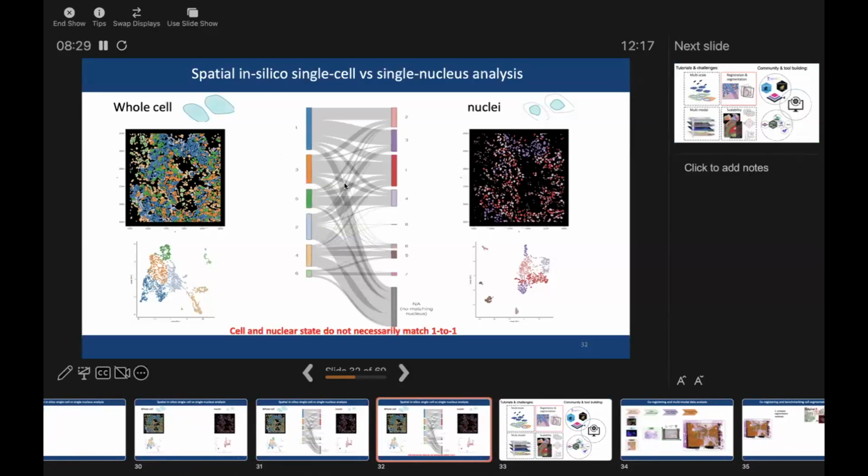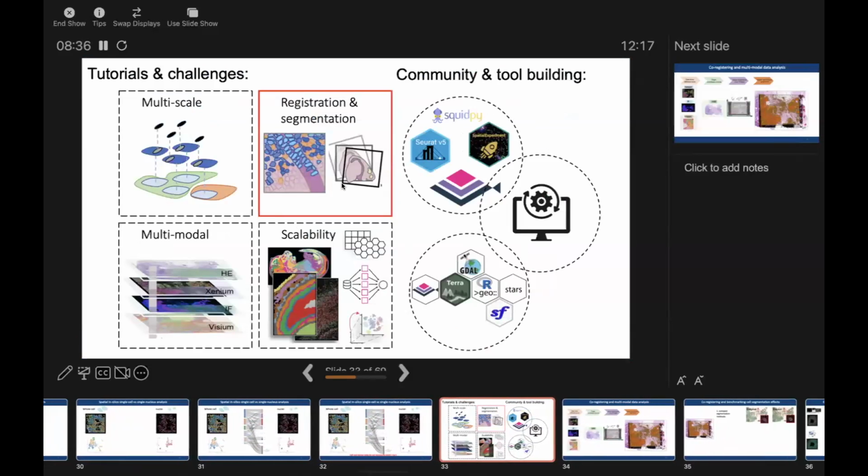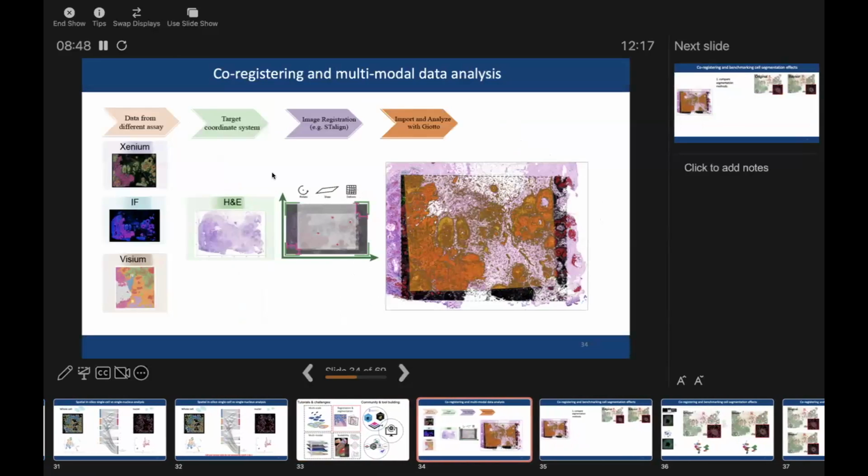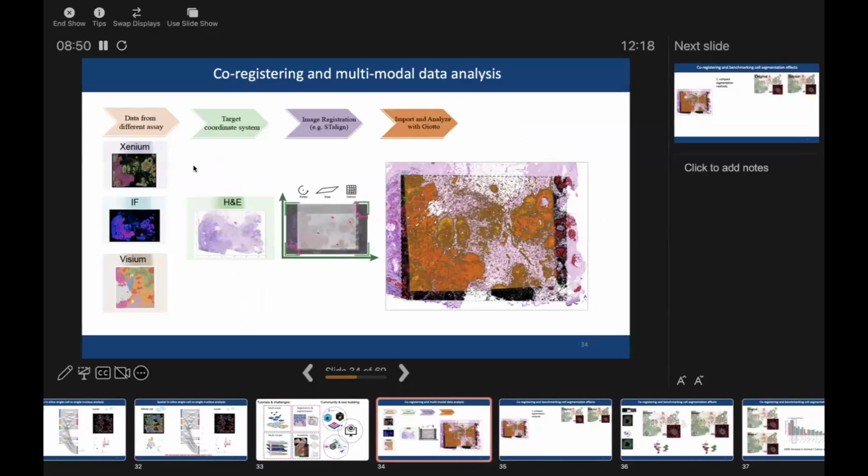In the same way as your typical velocity is kind of like thinking about in which direction a cell is going. Another example, and I'm just highlighting some key examples, is thinking about registration and segmentation. These are 2 key concepts that are not that easy to implement, and they're also a little bit unsolved in the whole field.